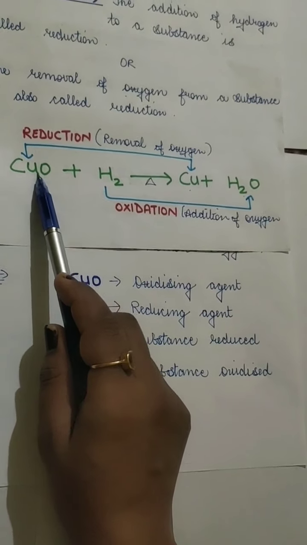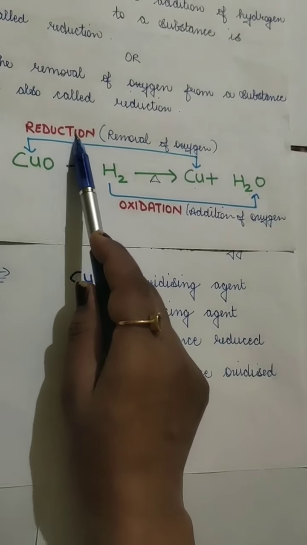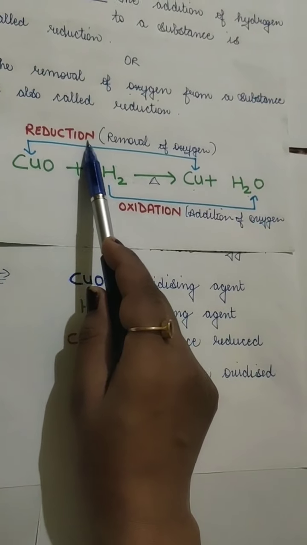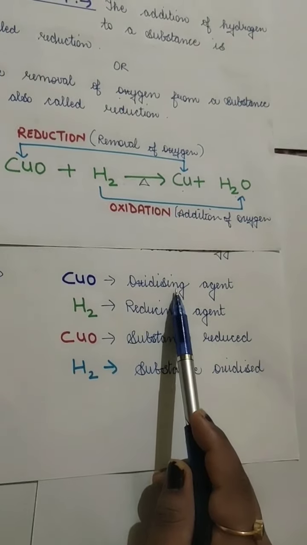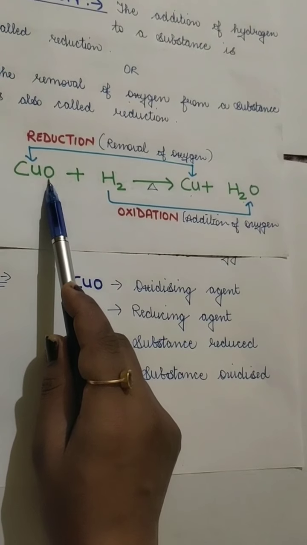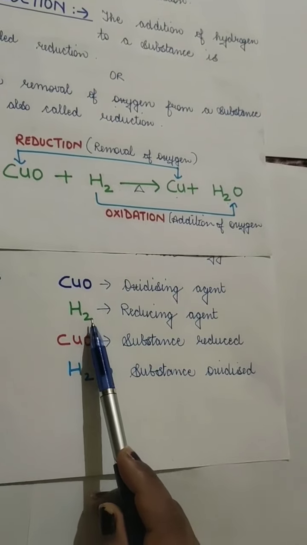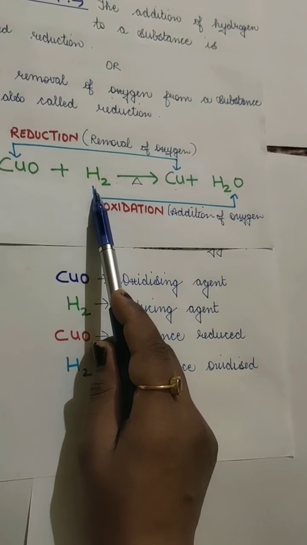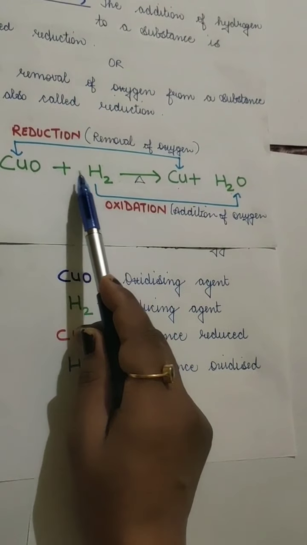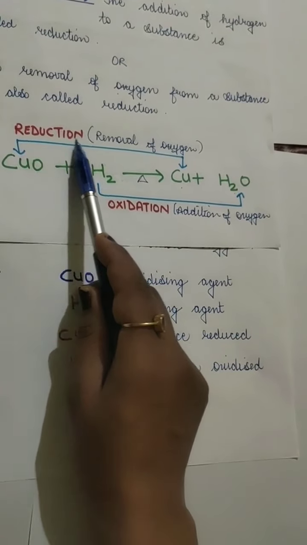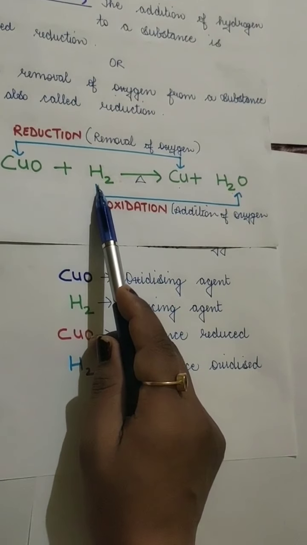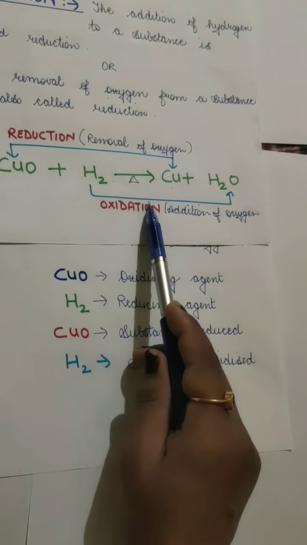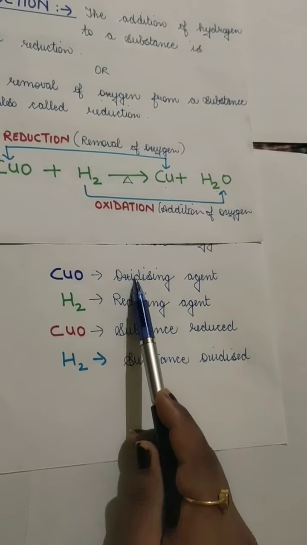So the agents which get reduced themselves are called oxidizing agents, because they are removing their oxygen. And H2 here is called a reducing agent, because it is helping the other to undergo reduction. So it is called a reducing agent, and a reducing agent will itself undergo oxidation. So it is kind of reciprocal.